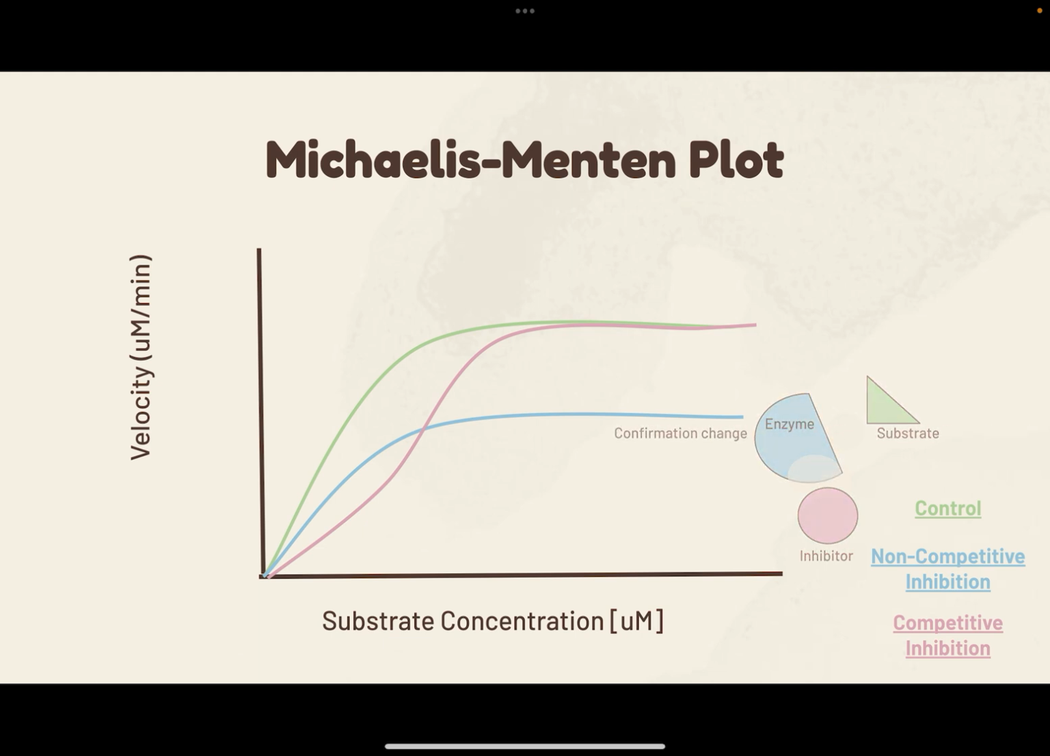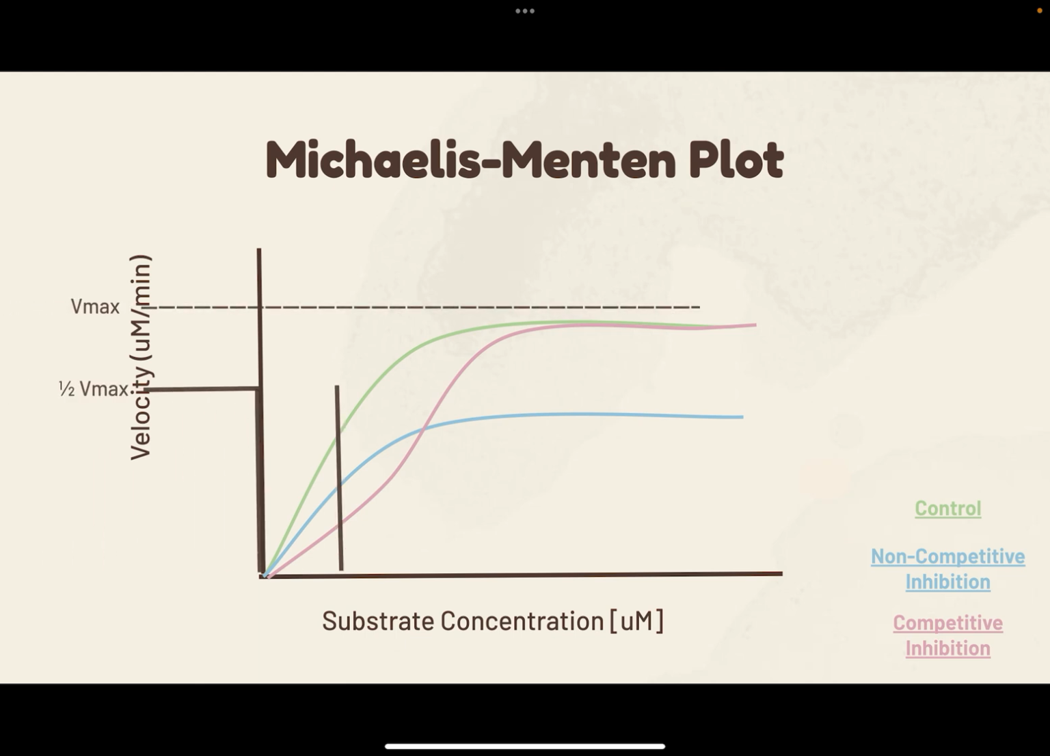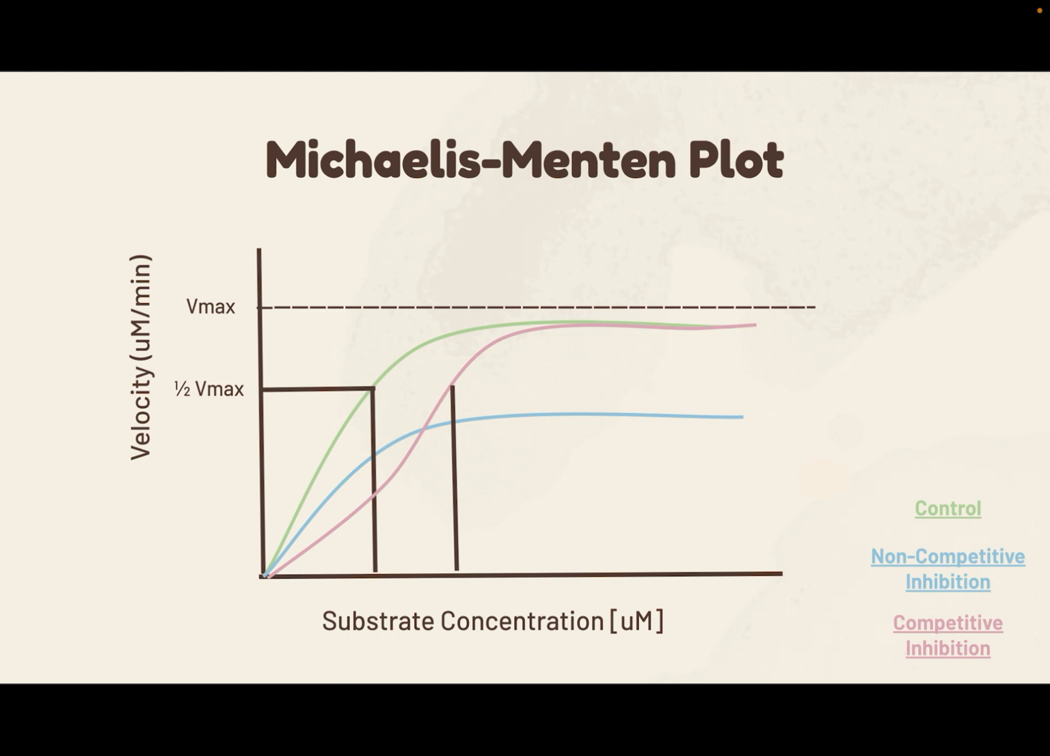Each one of these reactions aims to reach Vmax. The control and competitive inhibition are the only ones able to do this effectively. The difference between the two, however, is that competitive inhibition requires a much higher substrate concentration and therefore alters the Km value, which is found by finding what the half Vmax is and translating that to an X value. This plot can be represented by this equation.